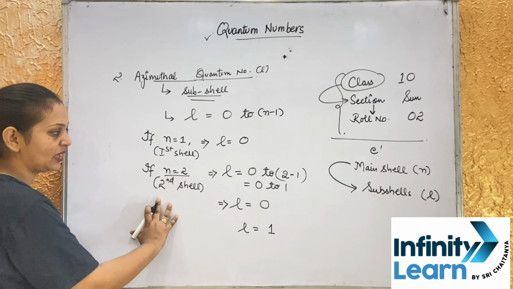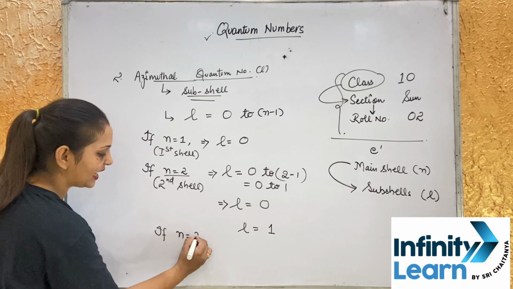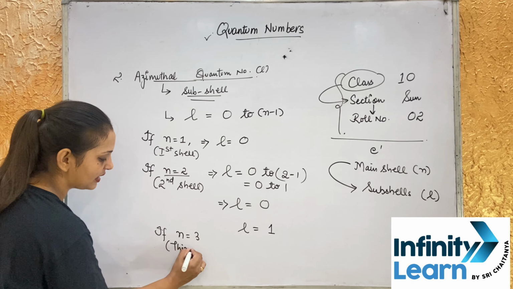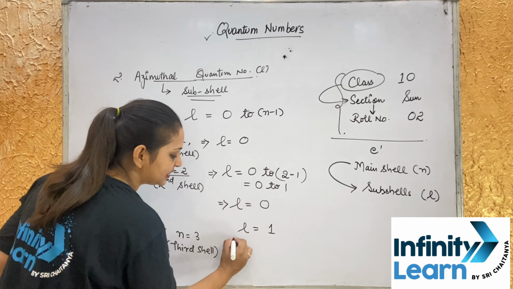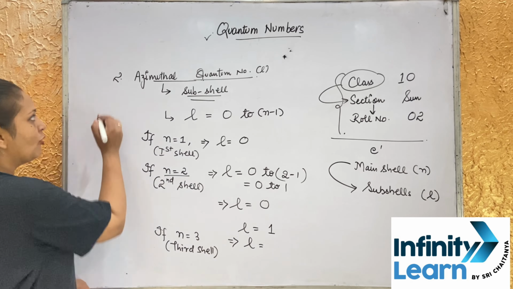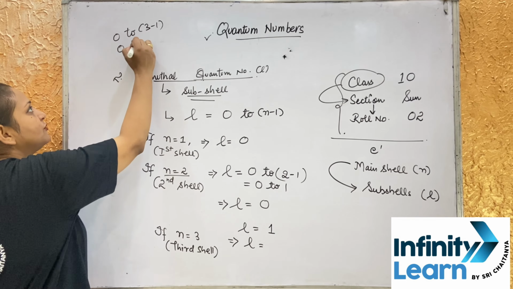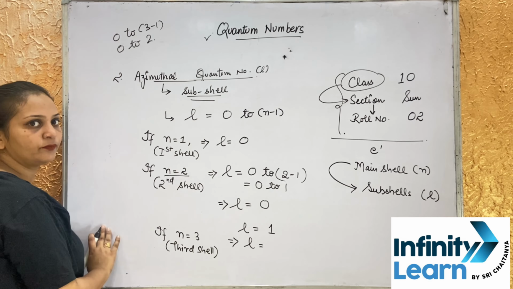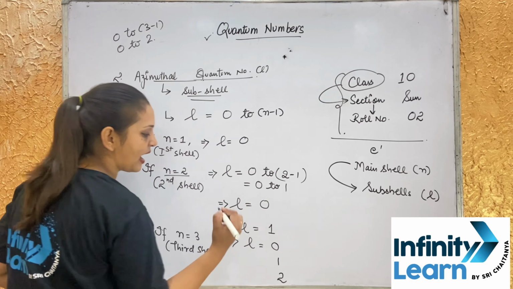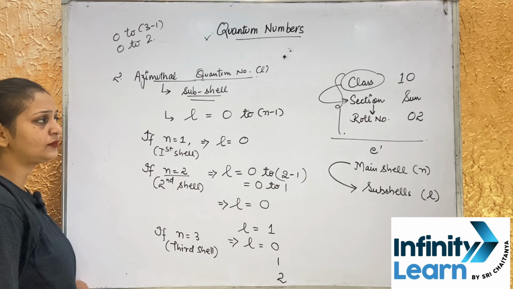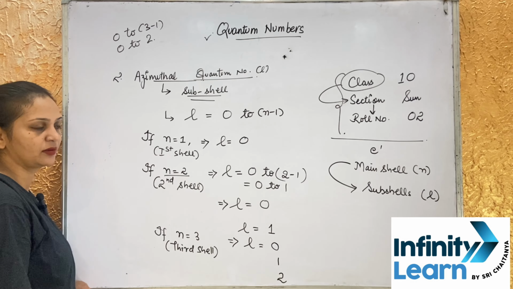And in a very similar manner, if we are talking about n equals 3, that is the third shell, what will be the value of L then? From 0 to n minus 1, that is 3 minus 1, from 0 to 2. It can have values 0, 1 and 2. So this is how we locate subshells in a shell.